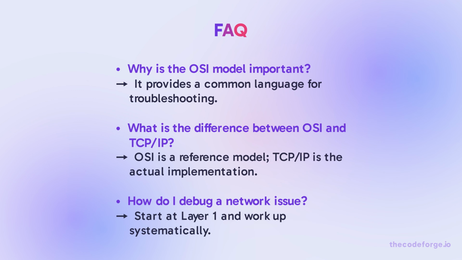And a few frequently asked questions. Why is the OSI model important? It provides a common language for troubleshooting. What is the difference between OSI and TCP/IP? OSI is a reference model. TCP/IP is the actual implementation. How do I debug a network issue? Start at layer 1 and work up systematically.